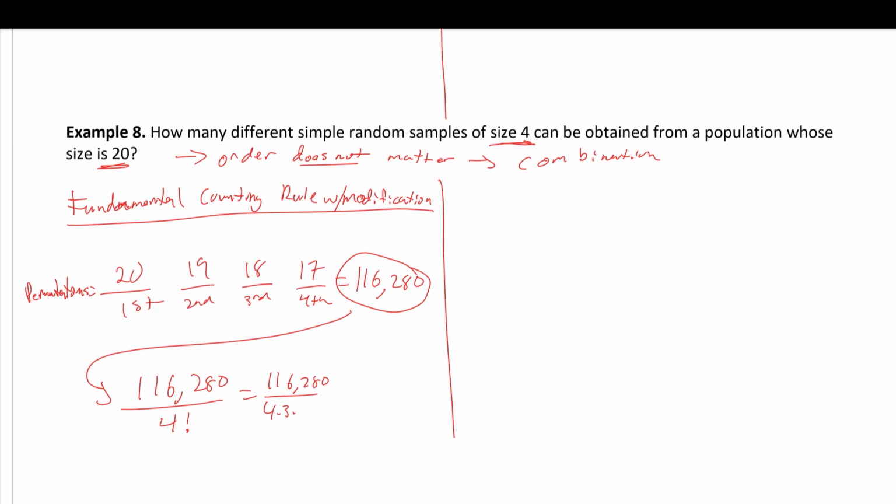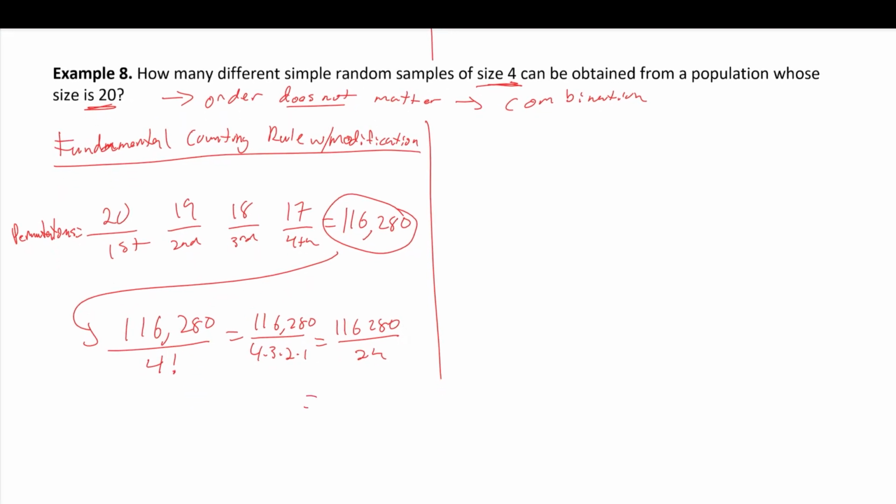Just 4 times 3 times 2 times 1, which is what? 24? So divide this number by 24 and you get this many combinations: 4,845 combinations. All right. So each one of these combinations was repeated 24 times. That's why we divided the number of permutations by 24, because we essentially overcounted each combination 24 times.